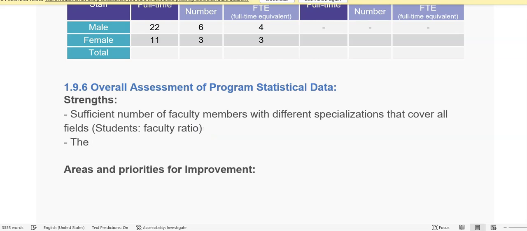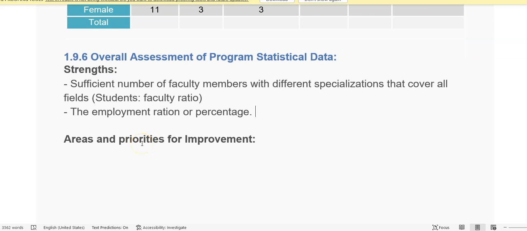the employment ratio or percentage. Okay, this is a strength about, for example, 90% of our graduates are employed.